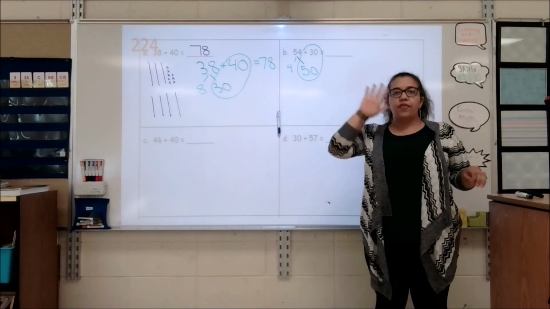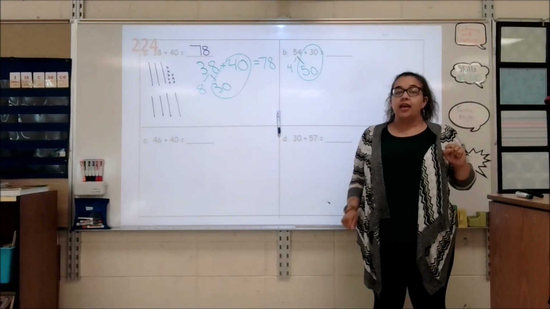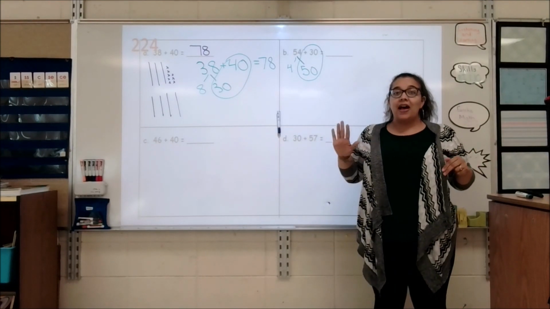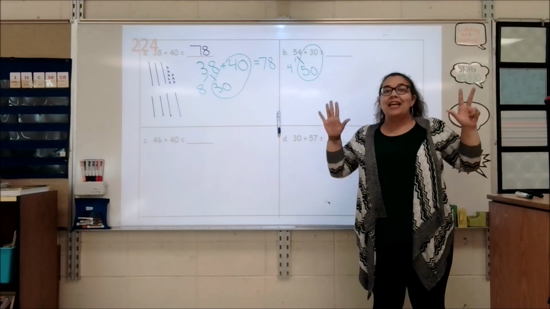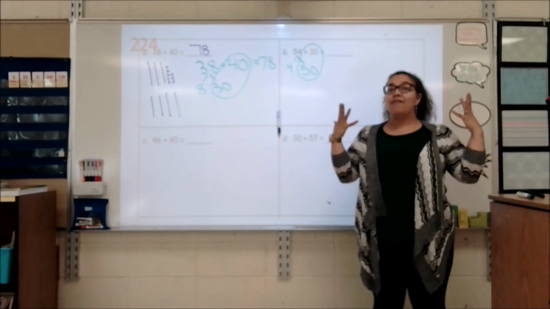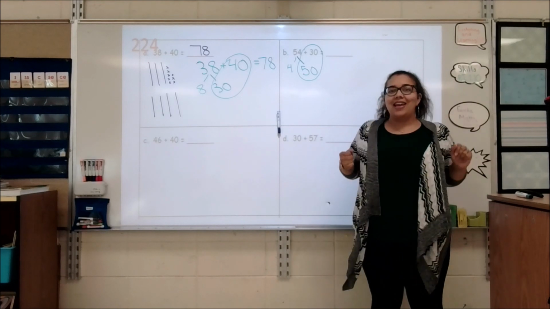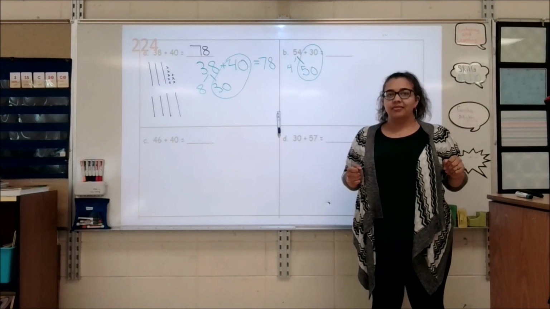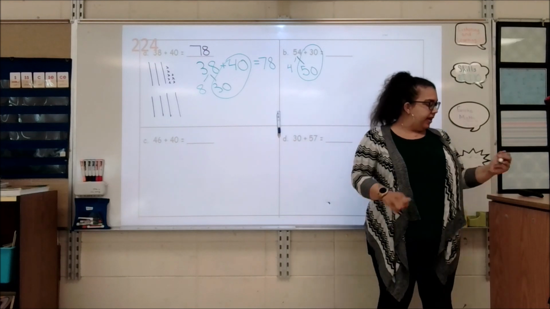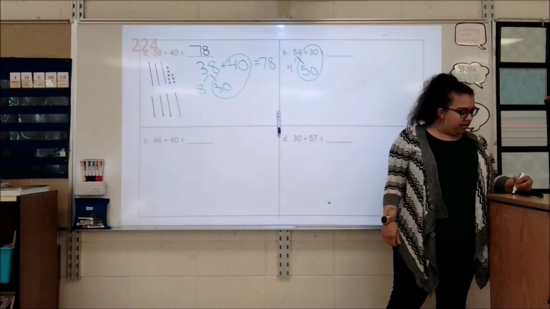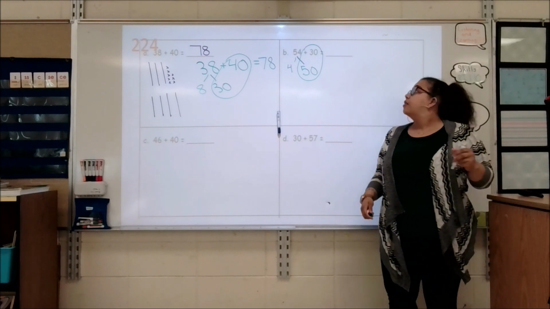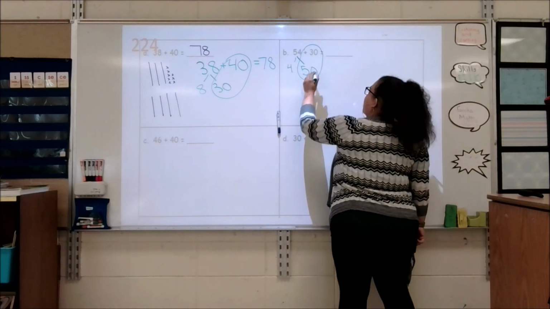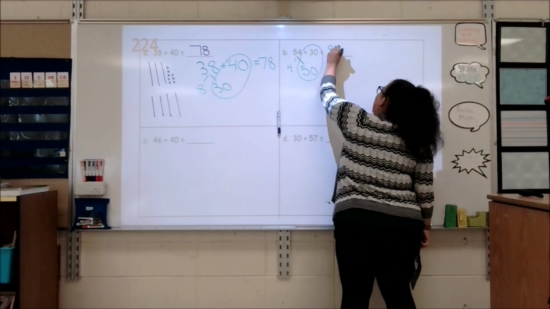Okay, so 5 and 3 is 8. 5 bananas and 3 bananas, 8 bananas. 5 tens and 3 tens, 8 tens. But what is the value of 8 tens? 80. The value of 8 tens is 80. Good. So we have 84. 80 and 4 more is 84.